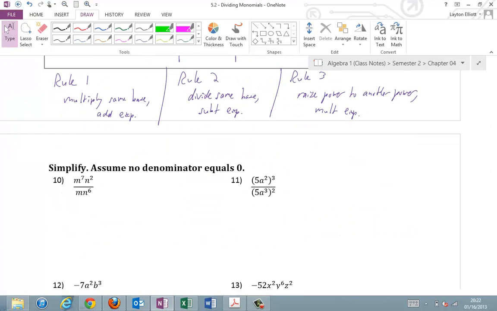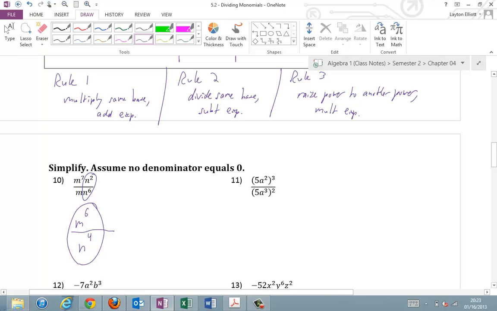So, number 10. The way I do this is I look to see what's on top and what's on bottom, and I'm going to look at the m's first and the n's second, not together. What I have here is m to the 7th over m. I'm going to start a new fraction bar, and that's going to leave me with m to the 7 minus 1, which is 6. Why minus 1? Because the m in the denominator has an exponent of 1. Now let's direct our attention to the n's. You have an n to the 6th and an n squared, and the bigger one's in the denominator. 6 minus 2 is 4, and so we're left with an n to the 4th, and this is considered simplified.